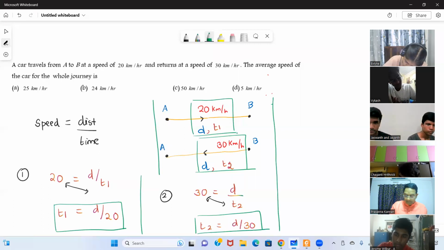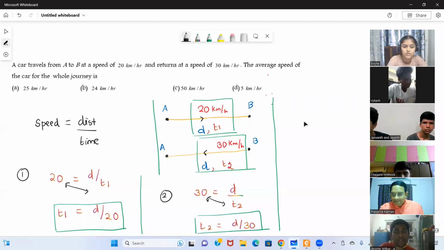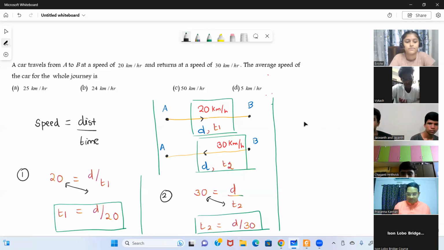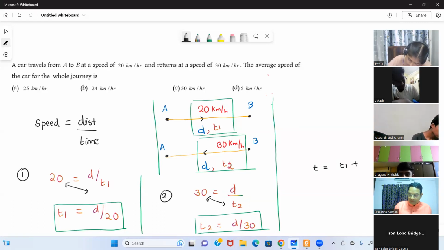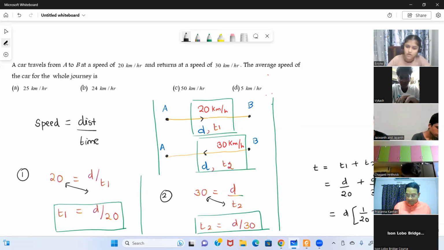Is it clear, everyone? So what is the total time? T1 plus T2. Correct. So the total time T is equal to T1 plus T2. And what is T1? D divided by 20 plus D divided by 30. Or I can take D outside, and what would I get? 1 by 20 plus 1 by 30. That will be the total time.